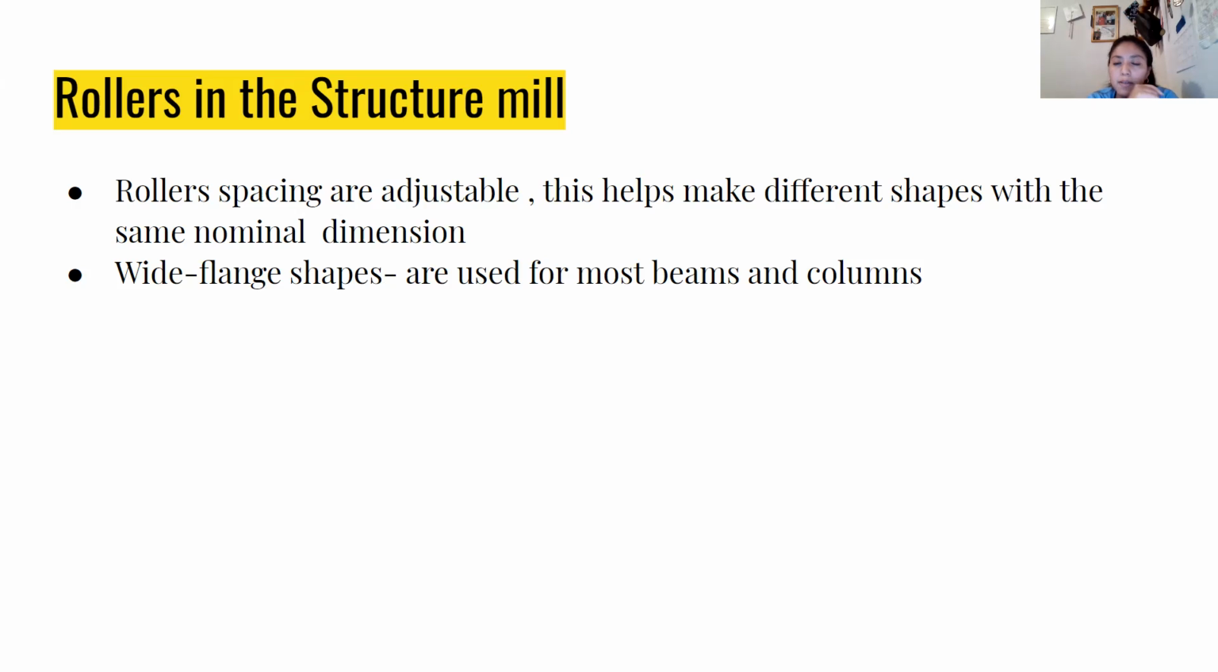That's why this is very functional for architects and engineers, because it gives them a variety of steel shapes and sizes that they can use and determine for specific elements in the construction. For example, the wide flange shapes are more used for beams and columns, because they're strong, and therefore we need them in the beams and columns.